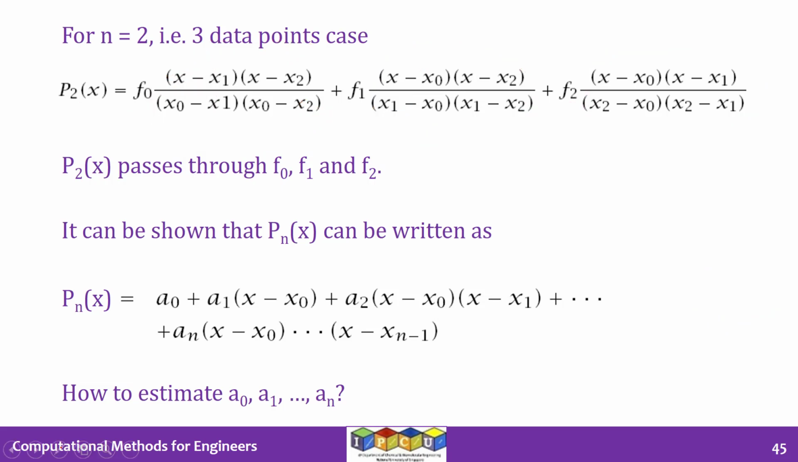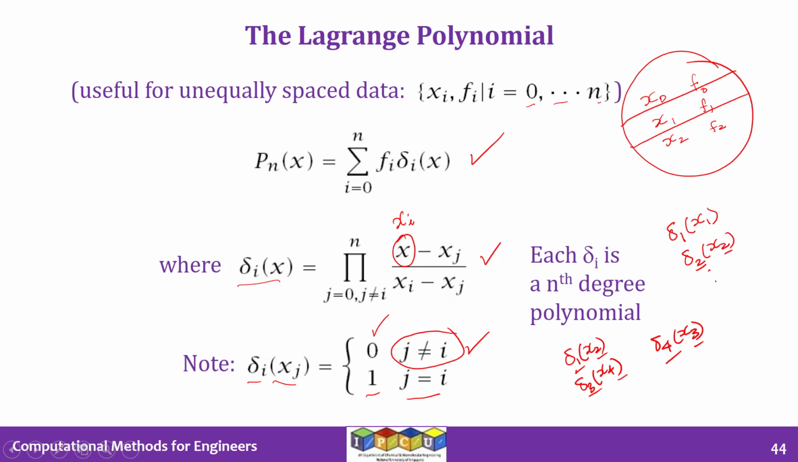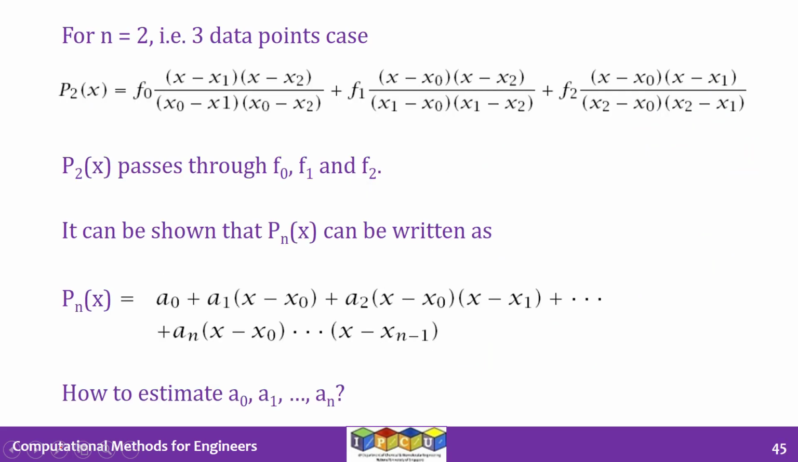So what we have done is we have used these basic definitions and we have set up a system with 3 data points. We are setting up a Lagrange polynomial of order 2. Note each of these terms is of order 2. Now this will pass through f0, f1 and f2. That means that it's an interpolating polynomial.